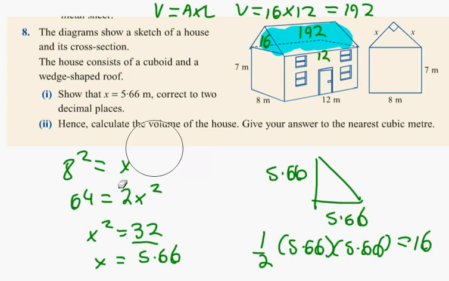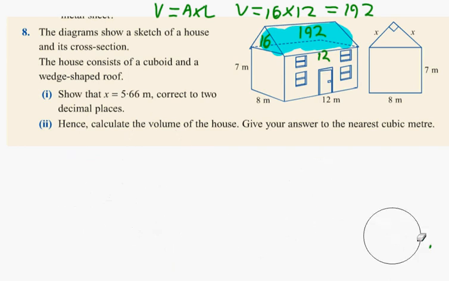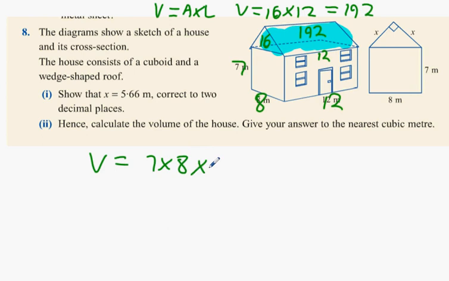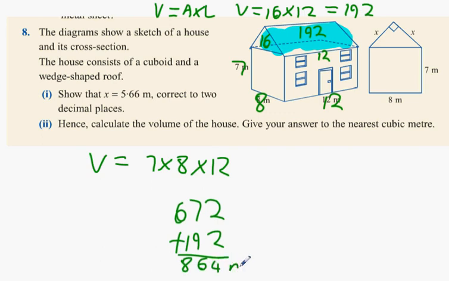What about the rectangular bottom then? Rectangular bottom's easy, isn't it? 7 by 8 by 12. What do you get? 672 plus our 192. 864. Everybody cool with that? That's probably a hard junior cert question. We'll move a bit higher.